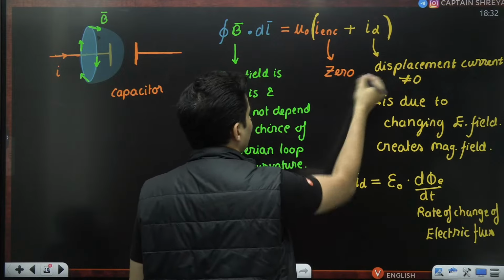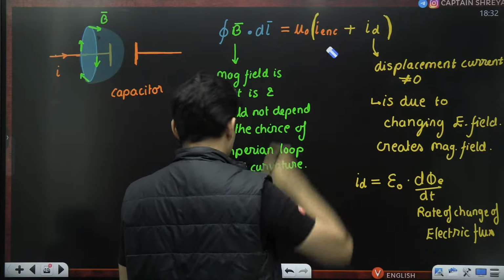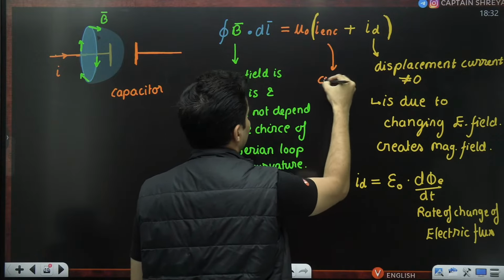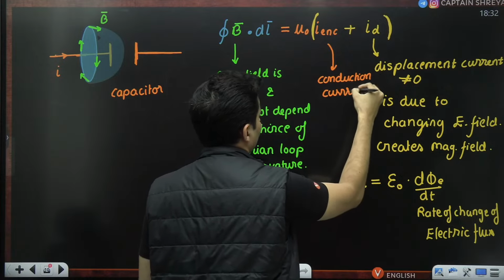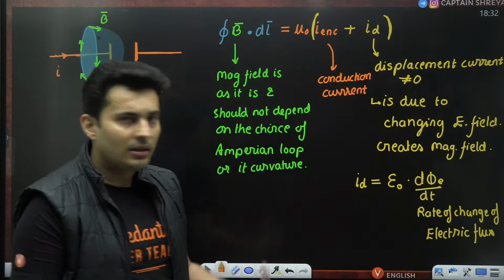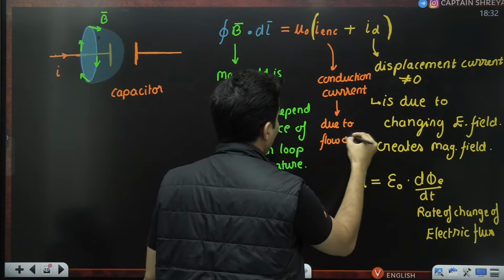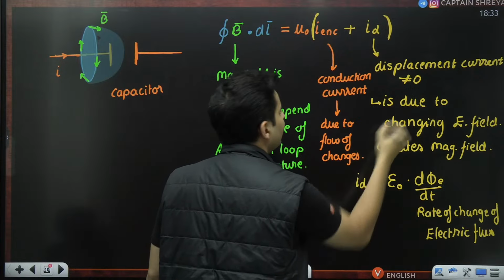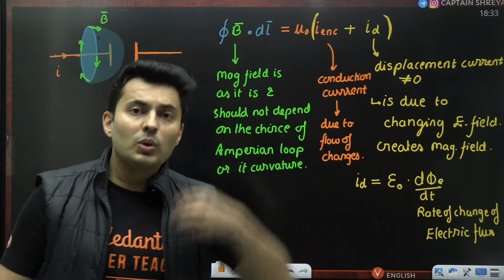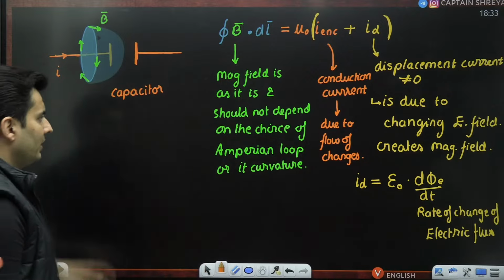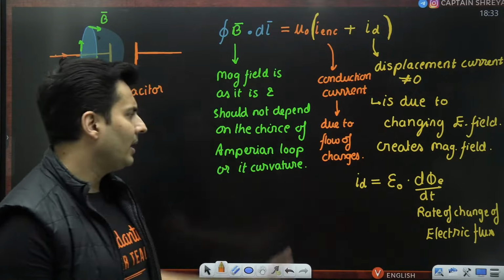Sometimes this particular enclosed current is also called the actual current, therefore called the conduction current. It is due to the flow of charges, whereas the displacement current is due to the changing electric field. It is not due to charges, it is due to how the electric field is changing. So there are two different things. Enclosed current is your actual current, conduction current, and displacement current is epsilon naught d phi by dt.